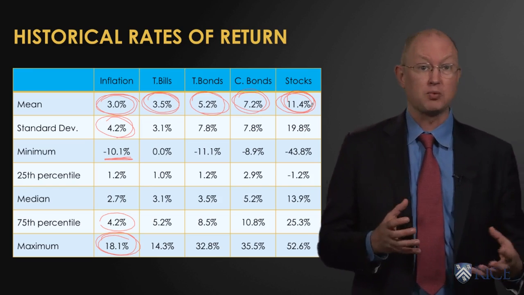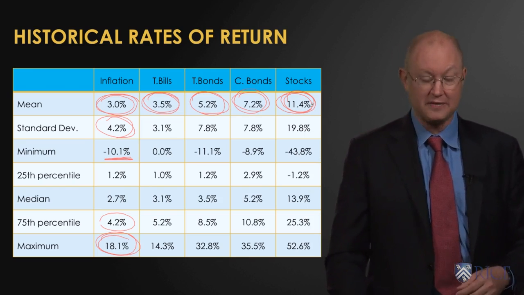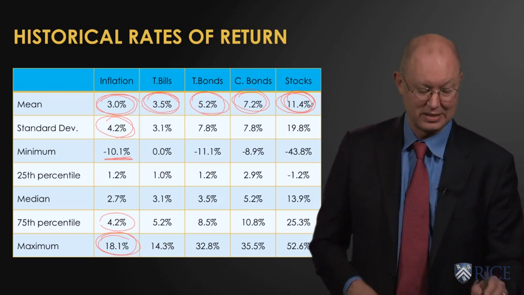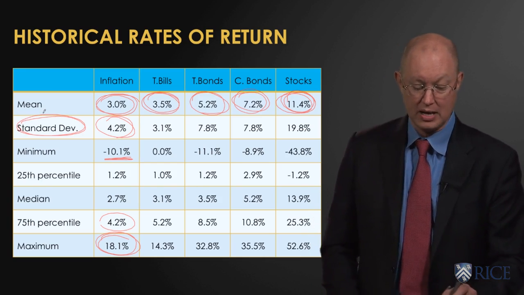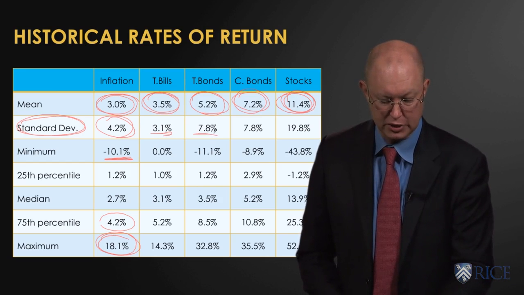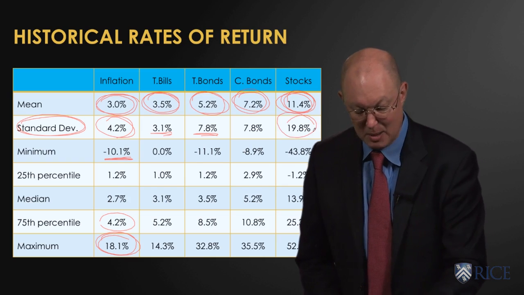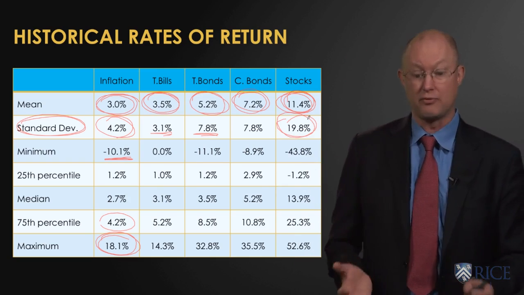That seems great. Why not just put all your money in stocks? That's going to give you the best return. The answer is because if I look at the standard deviation, which is a measure of how much those lines wiggle, treasury bills are plus or minus 3%, bonds plus or minus 8%, stocks plus or minus 20%. That's a huge variation. That's a lot of risk.